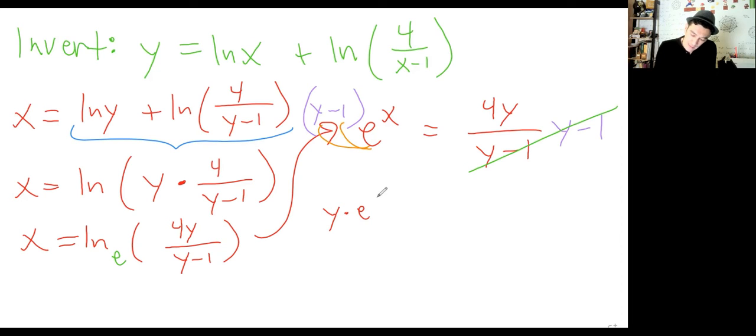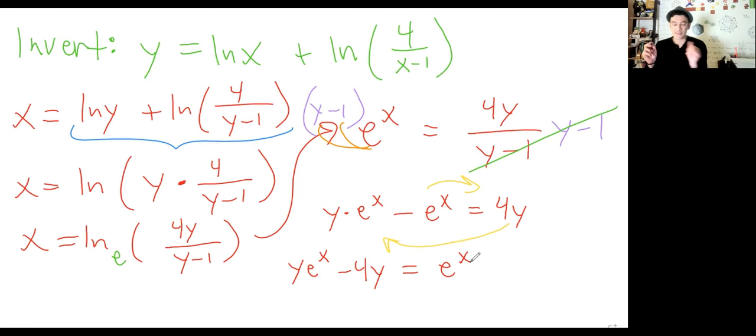It would say y times e to the x minus e to the x equals 4y. And we're trying to get y alone. So the recommendation is to move anything with a y to the left, anything without a y to the right. So I'm gonna move this to this side, and I'm gonna move that to that side. And that would say y e to the x minus 4y equals e to the x. And then we can take out a y, and that'll be e to the x minus 4.